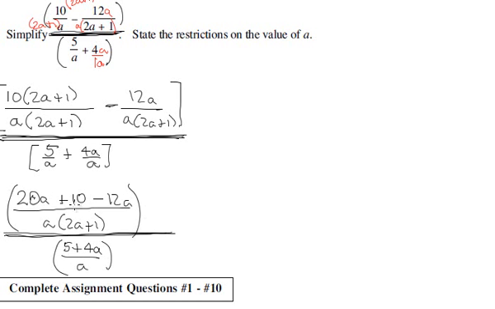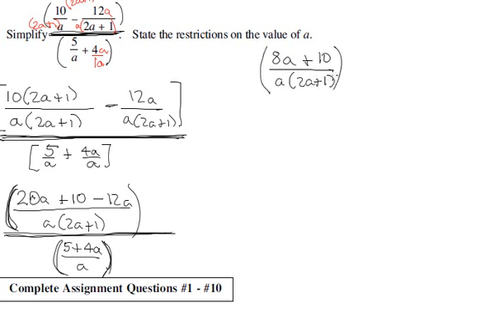Alright, the point of doing all that is that now we can divide these fractions. This expression means the top thing, 20a, etc., over a times 2a plus 1, divided by, sorry, the bottom fraction, the 5 plus 4a over a. Although, now that I look at it, I actually want to do a little bit more simplification before I get to there. We're going to do top divided by bottom, but first, I can't leave this alone. 20a minus 12a is 8a plus 10 over a 2a plus 1.